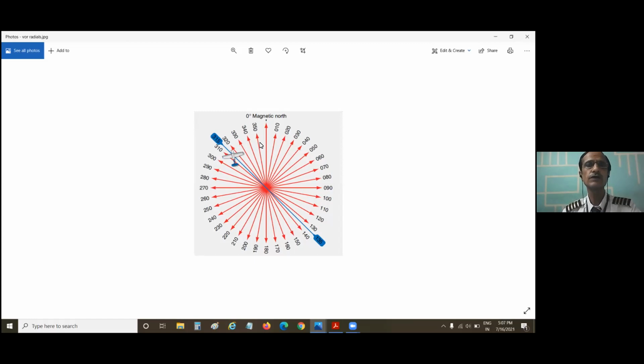But on the ground, the VOR station has to be calibrated into 360 degrees. I told you it is transmitting in 360 directions. So the calibration of this VOR will be in 360 degrees, something like this. So the first thing we do when we are planning to install a VOR system at any place is ascertain the magnetic north of that VOR.